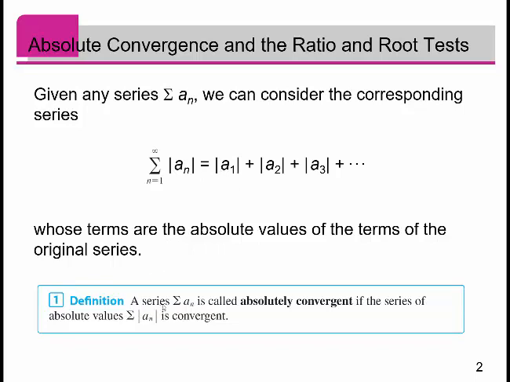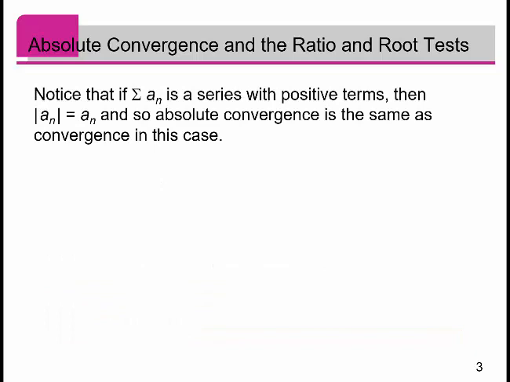A series, summation a sub n, is called absolutely convergent if the series of absolute values is also convergent. So if we take the series and look at the absolute value of the terms, and it's convergent, then we can say the original series is absolutely convergent. Note that if the series summation a sub n is a series of positive terms, then we don't really need to show the absolute value because the absolute value of a sub n is just equal to a sub n. And so absolute convergence is basically the same as convergence in this case.